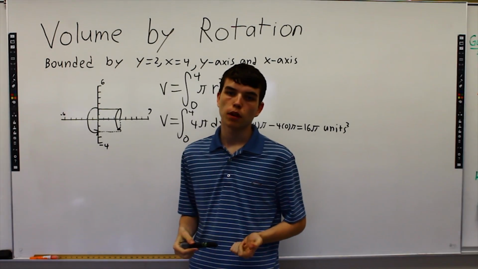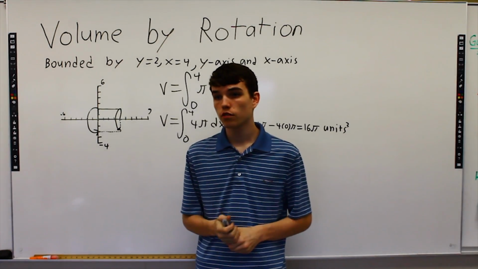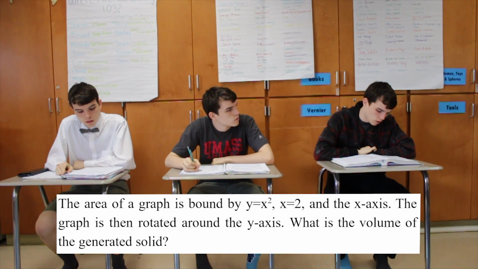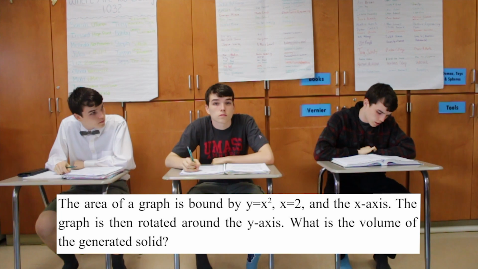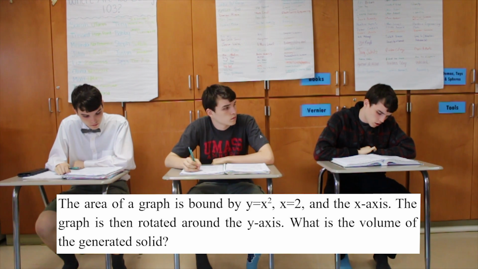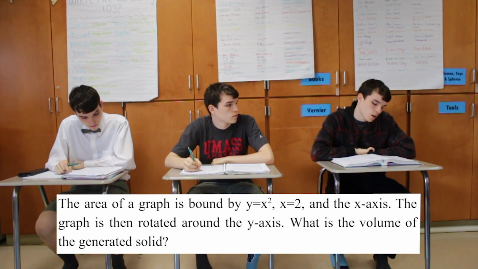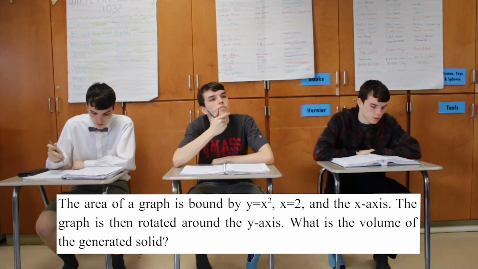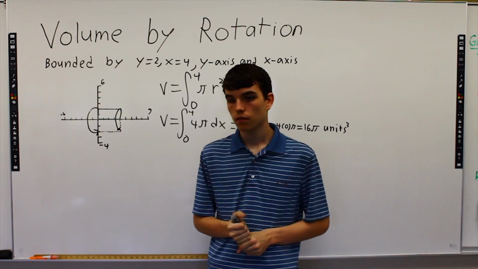Oh, right, sorry. Now let's try a tougher problem. Mo, could you please read the next example? The area of a graph is bounded by y equals x squared, x equals 2, and the x-axis. The graph is then rotated around the y-axis. What is the volume of the generated solid?